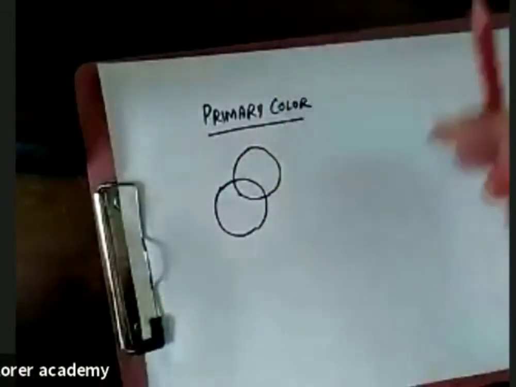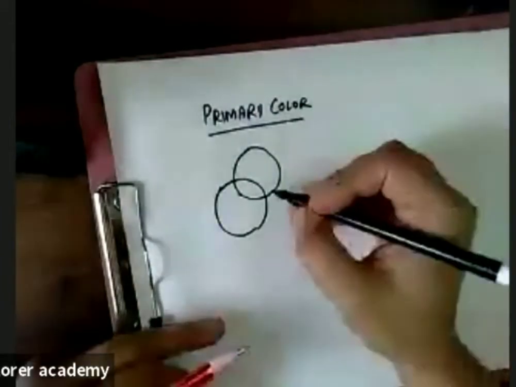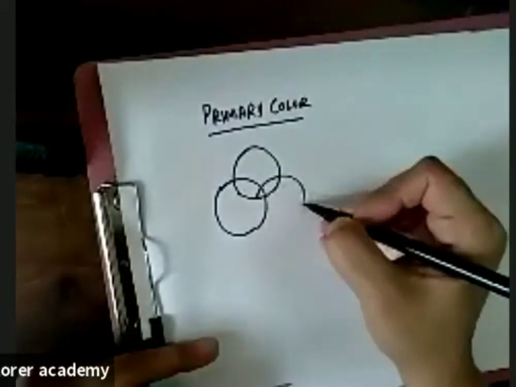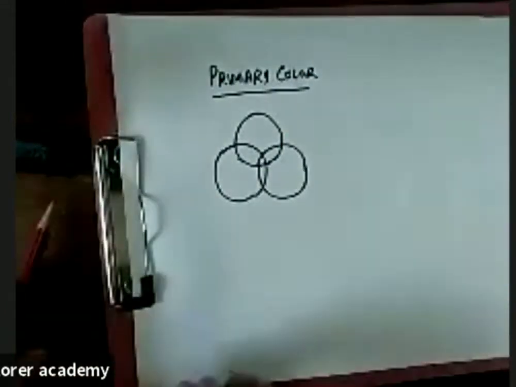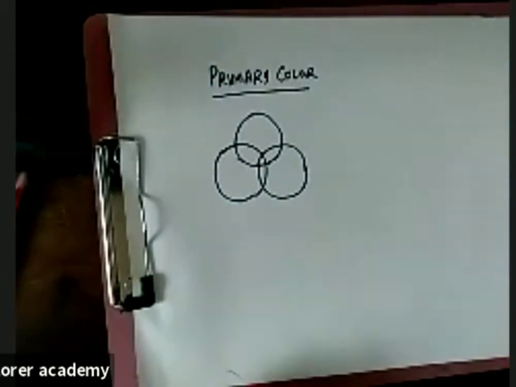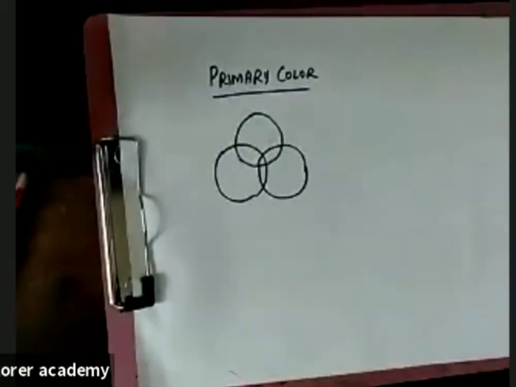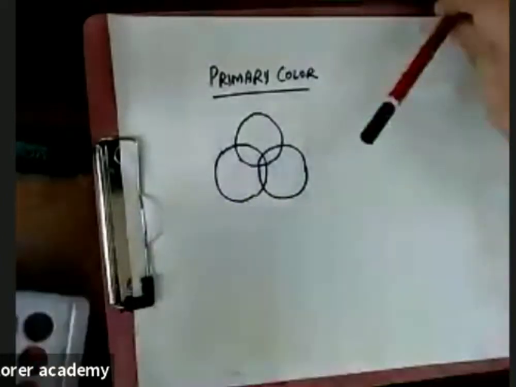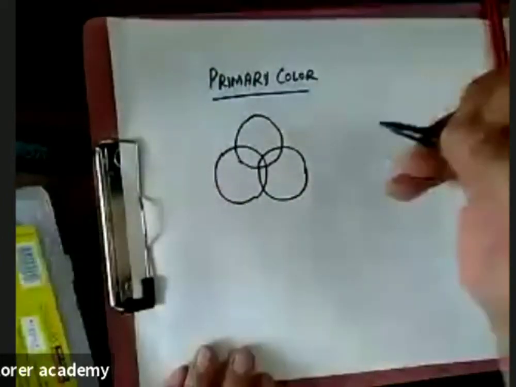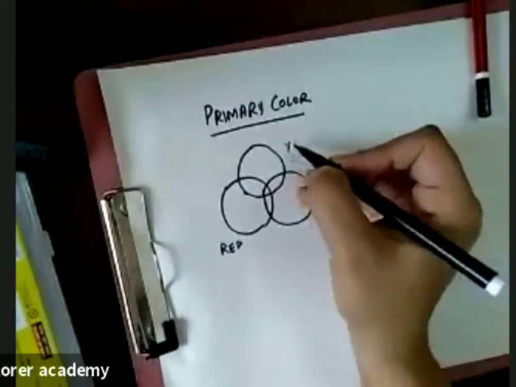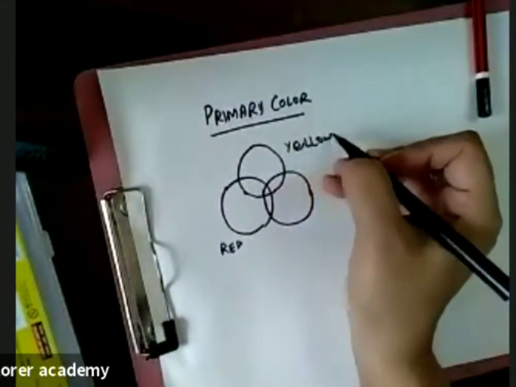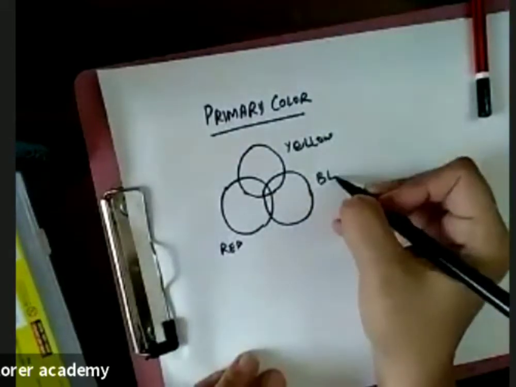Actually, I should use a permanent marker, or we can use a pencil rather than a sketch pen, because the sketch pen will spread. Okay. So just take out your colors, watercolor. So what are the primary colors? Red, yellow, and blue.